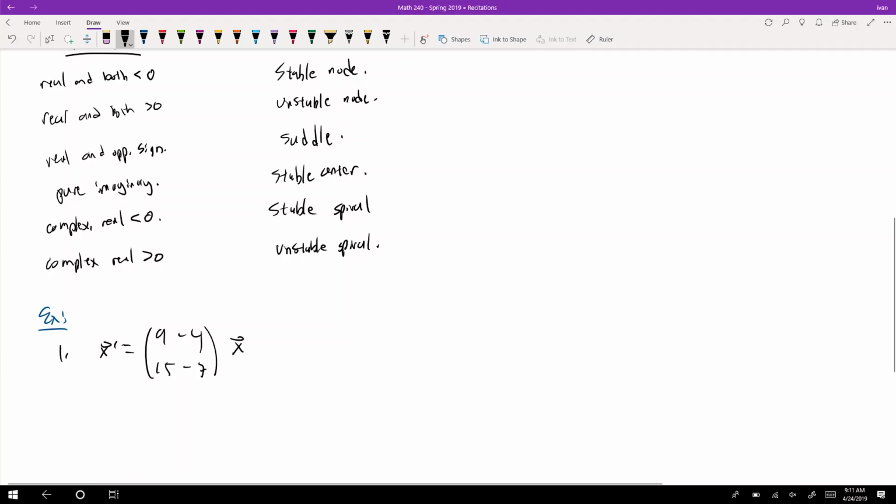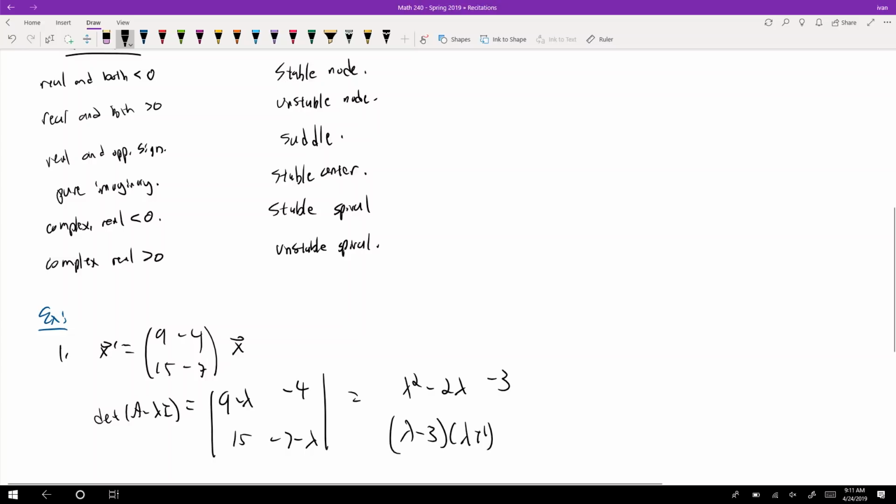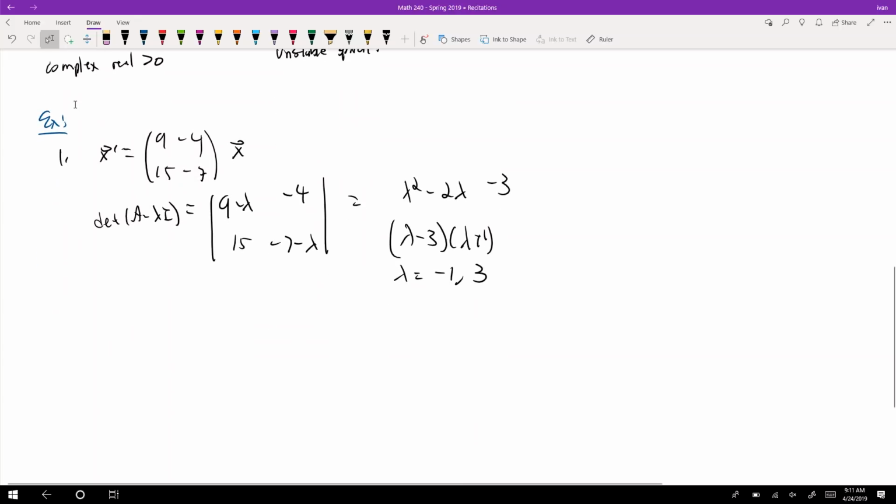Okay, so take the determinant of A minus lambda I: 9 minus lambda, negative 4, 15, negative 7 minus lambda, and you'll get lambda squared minus 2 lambda minus 3. So that's lambda minus 3 times lambda plus 1, and lambda is equal to negative 1 and positive 3. All right, so we have two real eigenvalues.